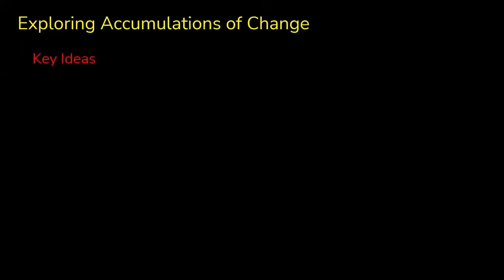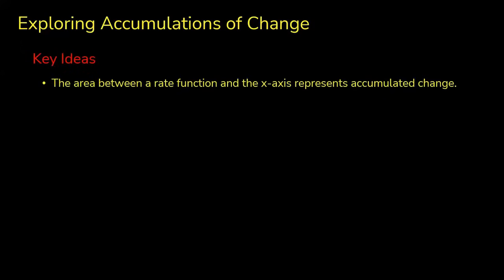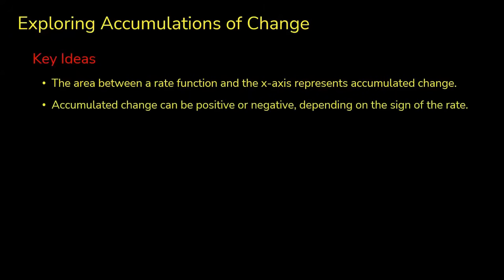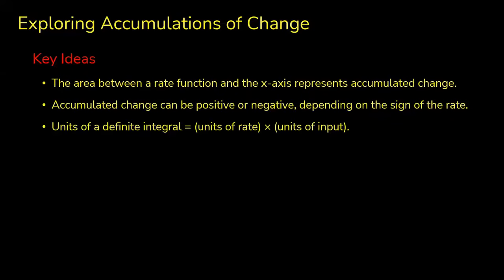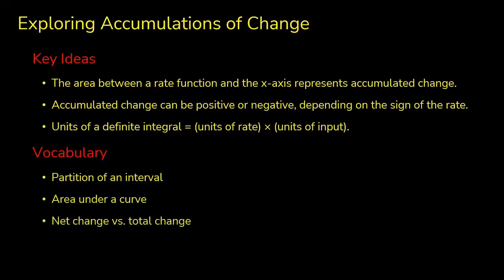If you're given a rate function, the area between that function and the x-axis represents the accumulated change over an interval. If the rate is above the x-axis, the accumulated change is positive. And if the rate is below the x-axis, it's negative. A really important AP exam idea here is the units. The units of a definite integral are always the units of the rate multiplied by the units of input. For example, if velocity is in meters per second and time is in seconds, the integral is going to give you meters. Some quick vocabulary: partitions of an interval, area under a curve, and net change versus total change.